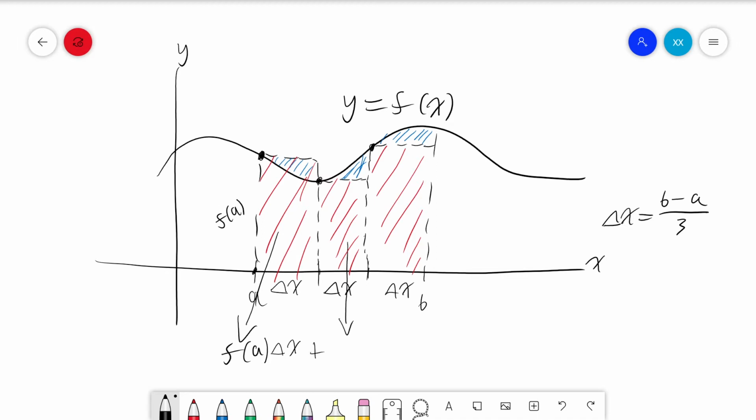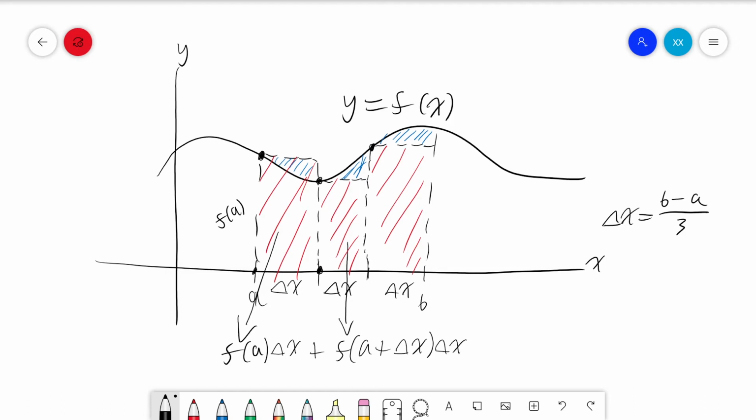And then to continue on approximating the area from A to B, we now have to add on the area of this second rectangle, which is looking at the first subinterval and then the second subinterval and the first point of the second subinterval right here. This point is at A plus delta x, because we started at A and we've gone over delta x. So f of A plus delta x. And then we multiply that height by our base to get our area, delta x.